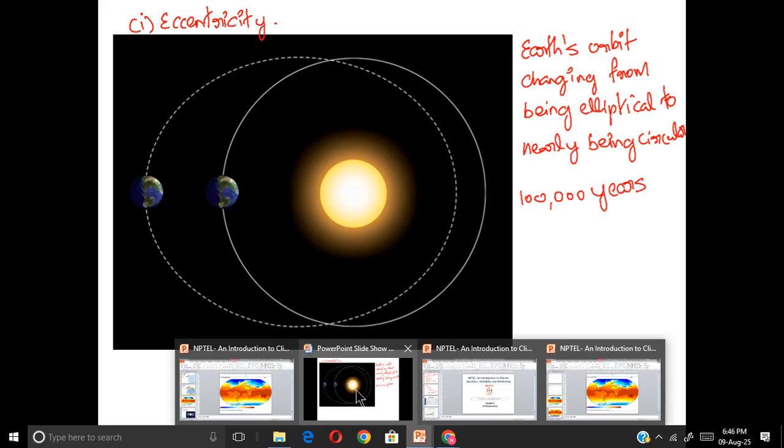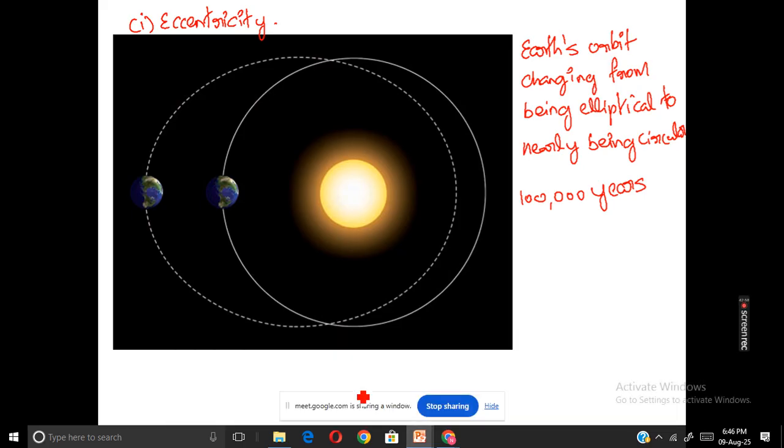We are not able to see any major shift because of this. The Earth's orbit changes its shape from being elliptical to being nearly circular, and this phenomenon is known as eccentricity, with a period of 100,000 years. The orbit goes from an ellipse to a circle and then again becomes an ellipse. So 100,000 years is the time it takes to complete this cycle.